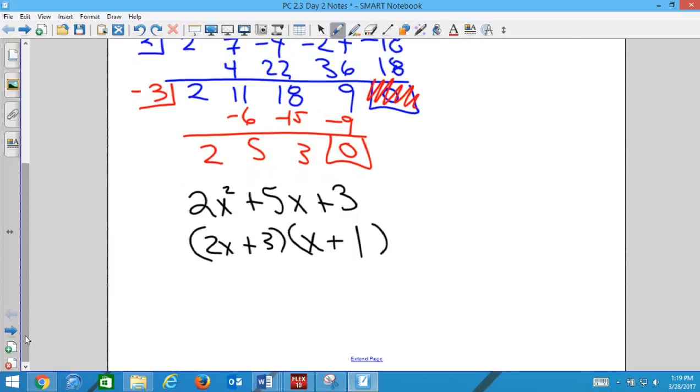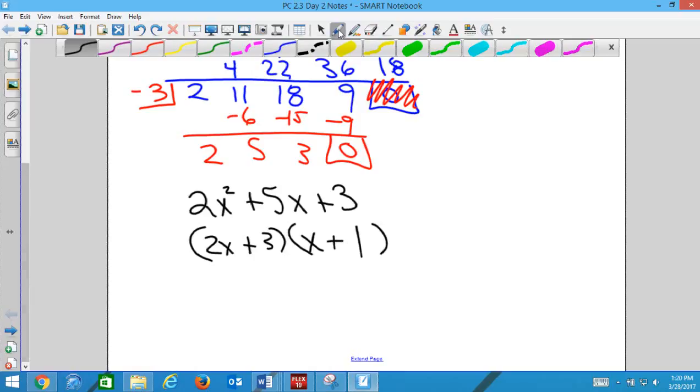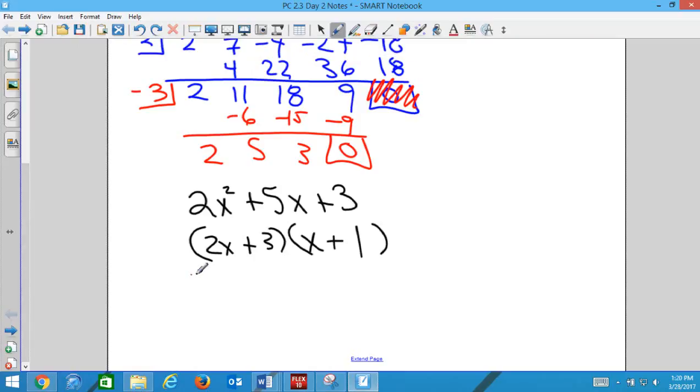So my goal is to write this in factored form and to find all the zeros. So while I just did this, can we just figure out the zeros real fast, while it's here right in front of me? How do I figure out the zeros? Set each one equal to 0.